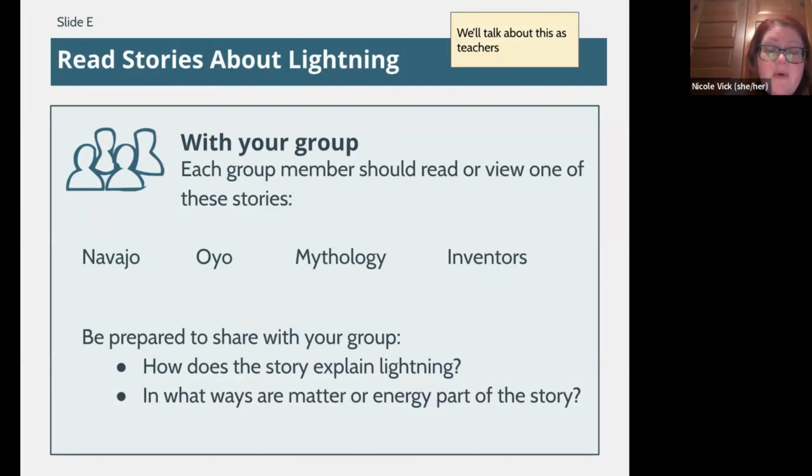2 of the groups, the Navajo and the Oyo, would be watching, I think, videos about lightning, and then there's a reading about mythology, and also a reading about inventors. So students would have a chance to go out, hear some different perspectives, different ways of knowing about lightning and what we have thought historically, and have some time to share and engage in some additional stories before we go to our next learning step. So Sarah, if you could go ahead to our next slide.